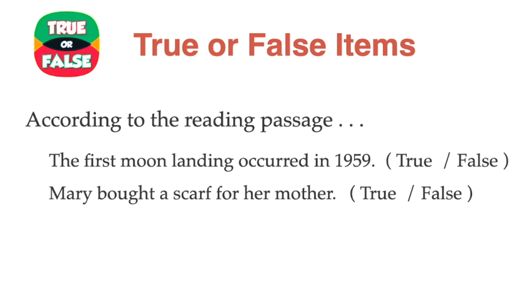Here, the test taker reads a sentence, usually about a reading or listening passage, and marks whether it is a true statement or a false statement. For example, according to the reading passage, the first moon landing occurred in 1959. Mary bought a scarf for her mother. Students are instructed to circle whether the sentence is true according to the passage.